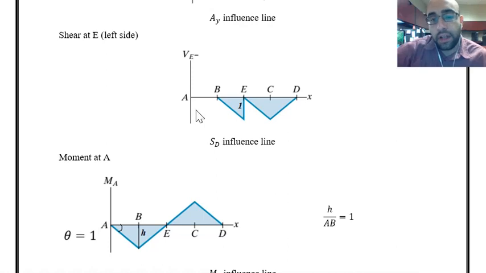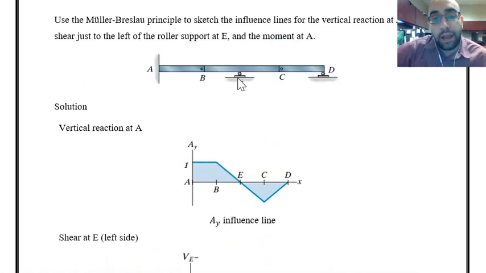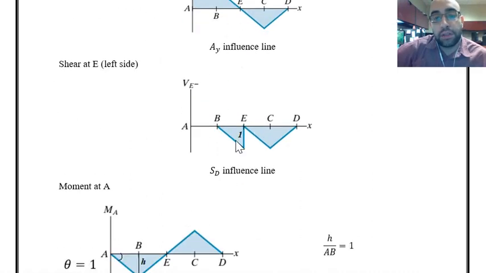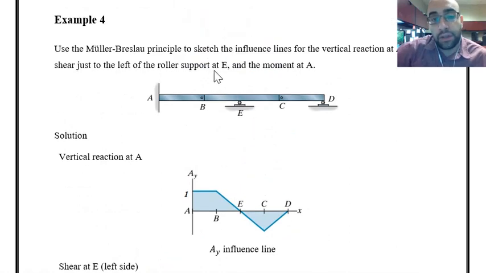And I believe that's all the explanations that we have to have for considering the shear right at the left side of joint E or support E. It is not the influence line for reaction at E, it is the influence line for the left side of the support at E. The final thing is the moment restriction at A, or the influence line for moment at A, which means that we have to remove the rotational restriction.